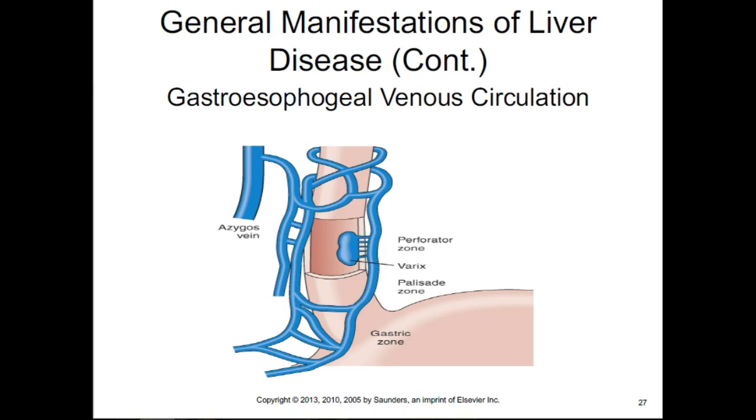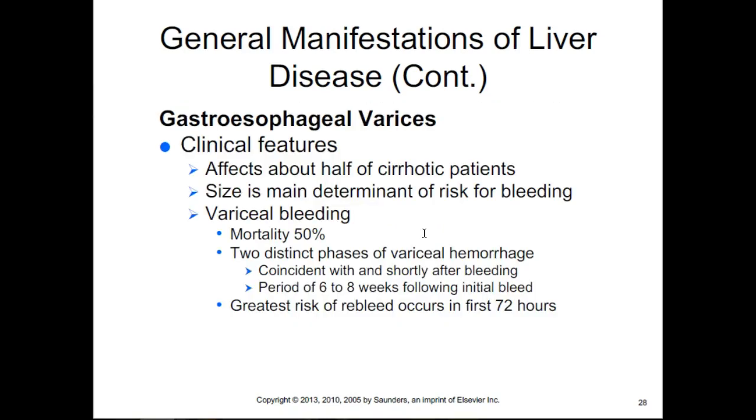So you have the gastric zone around here. And then these are the varices that are going to be surrounding the upper stomach and the lower esophagus. So then you can have a varix, and you have multiple varices that then can obstruct the flow even of food down the esophagus.